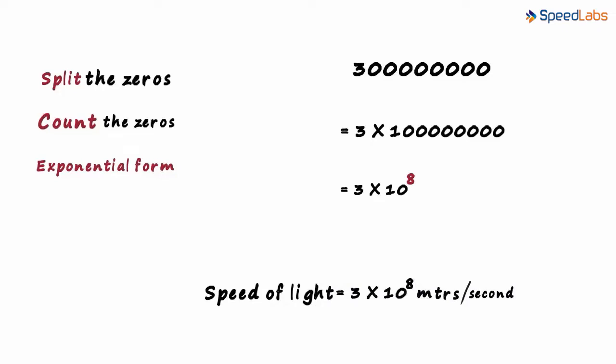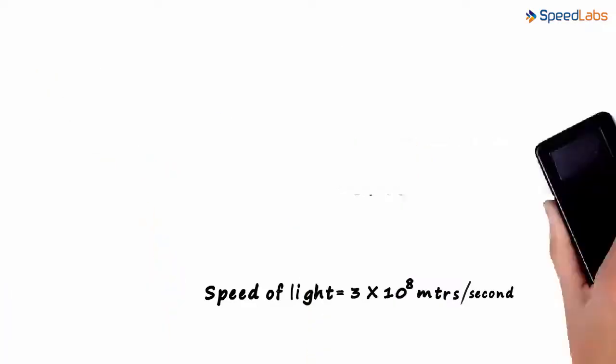We can see it is much simpler to write it in terms of powers of 10. We don't have to write large numbers. It's easier to read the number out, and the chances of making a mistake are also lower. Remember, split, count, and exponential form. There is just one more thing we need to keep in mind when we solve such examples.